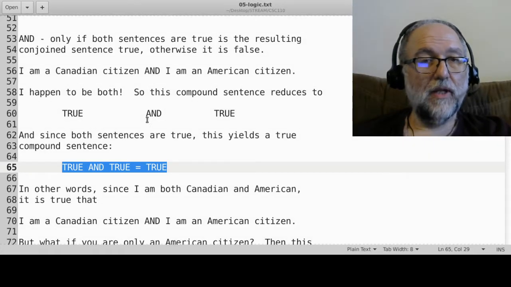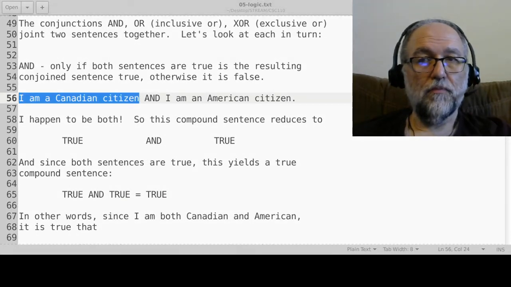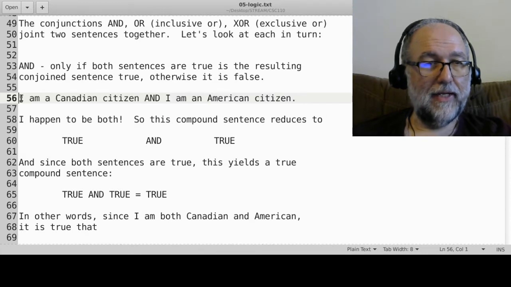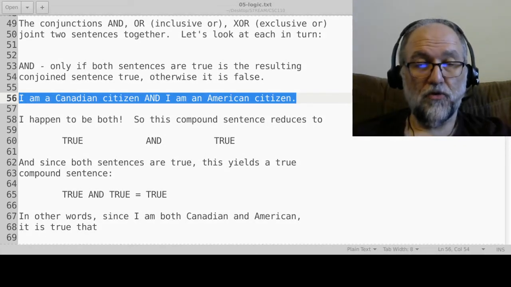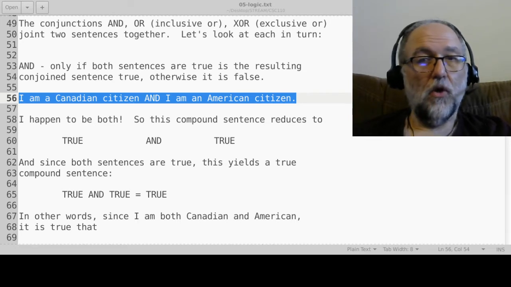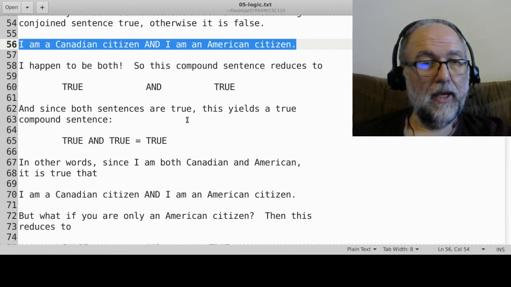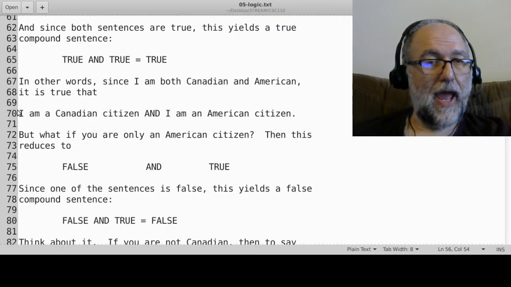So once again, I am a Canadian citizen. True. And I am an American citizen. Also true. So I am a Canadian citizen and I am an American citizen. True, because both are true. So there's one of the four possibilities. Let's go on. Now suppose I have the same sentence again.